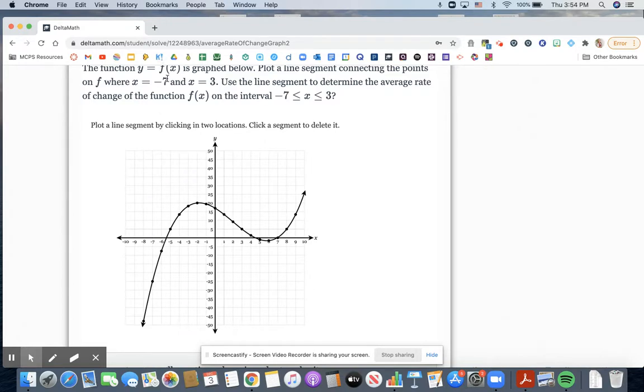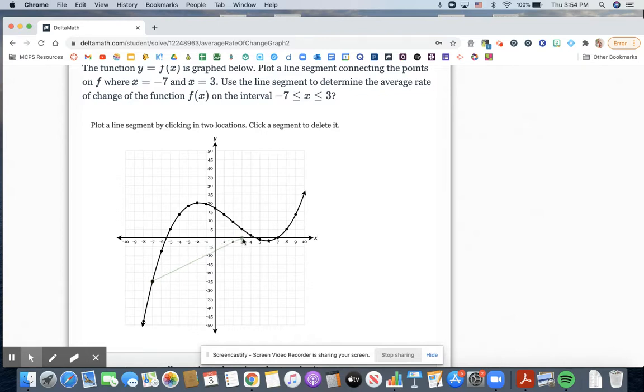So I always start with the point on the left. At x equals -7, I need to find the point on my graph, not on the x-axis, on the actual curve. So here's the point on my graph at -7. And then I'm looking for where x is 3 on my graph. That's where I need to connect it, because it's saying to look at the average rate of change between -7 and 3. So I need to extend this to 3.